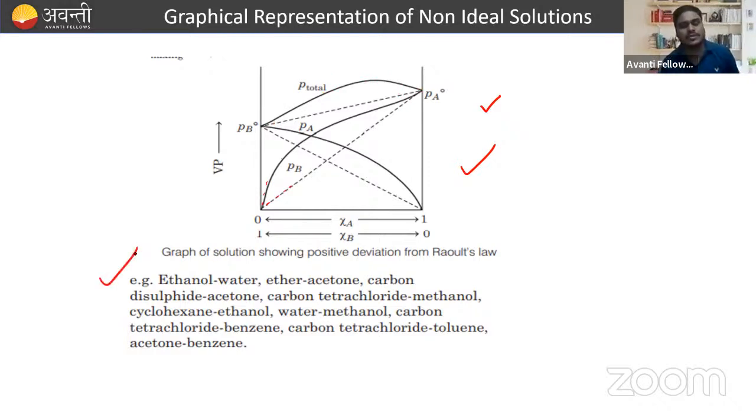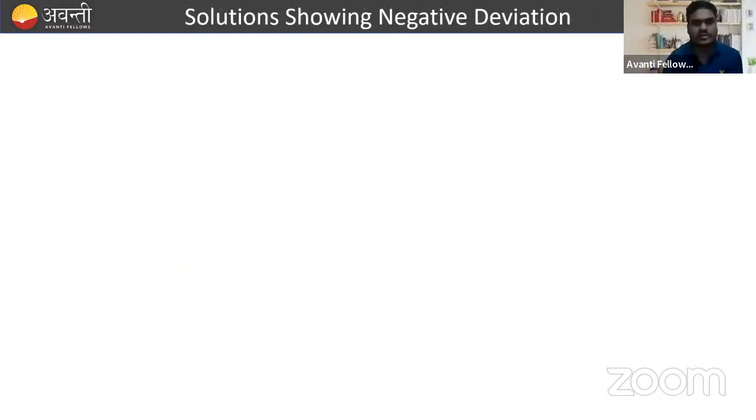Now, what are the examples of positive deviation, beta? That is ethanol and water, ether and acetone, carbon disulfide and acetone, carbon tetrachloride and methanol, cyclohexane and ethanol, water and methanol, carbon tetrachloride and benzene. So these all are examples of positive deviation in which the force of attraction between the solute and solvent is less as compared to the force of attraction between solute and solute, and solvent and solvent.